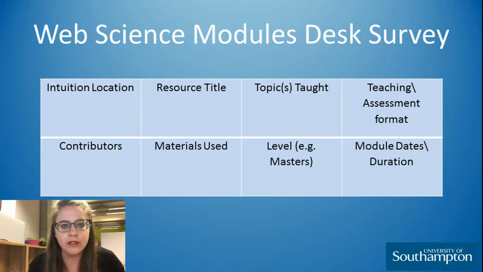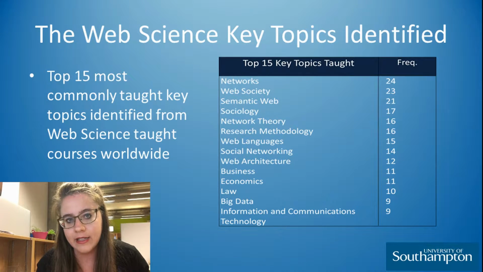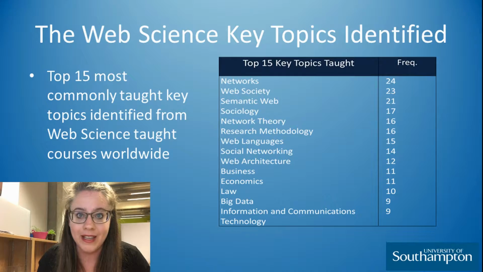The information recorded in the Topics Taught field is of particular interest, as this shows the content taught by each module. The qualitative data analysis package NVivo was used in order to analyze the topics taught data from the web science taught modules identified. This table shows the top 15 most commonly occurring key topics identified. These key topics, in combination with the key topics identified from a similar analysis of web science conference proceedings, will ultimately be utilized to create the proposed taxonomy of web science key topics.